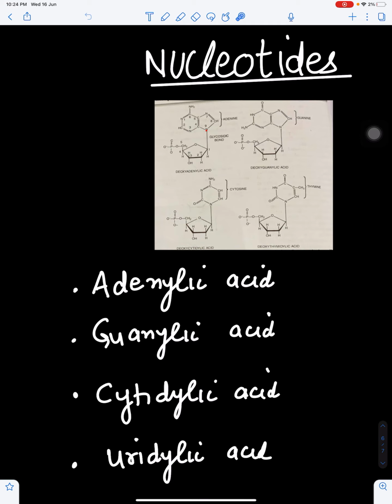So when a nitrogenous base plus sugar plus phosphoric acid combine, this is called as nucleotide. But if we have only nitrogenous base plus sugar, this is nucleoside. So this is the difference between nucleotide and nucleoside, but both are building blocks of DNA and RNA.